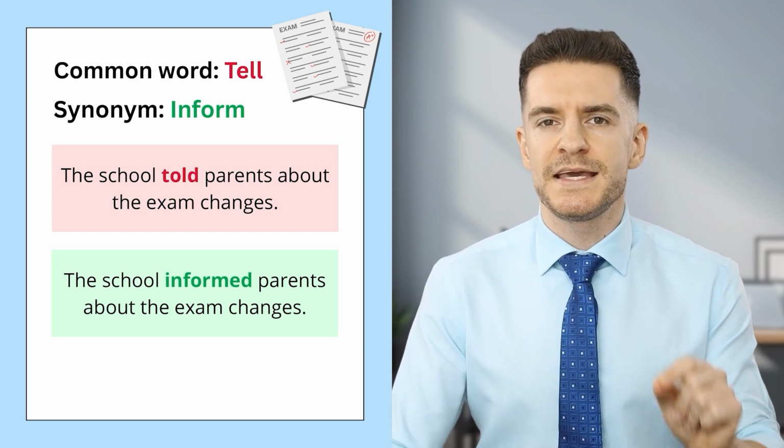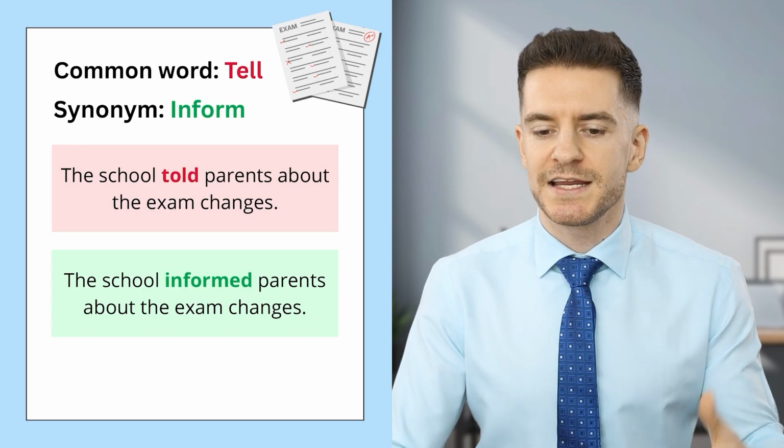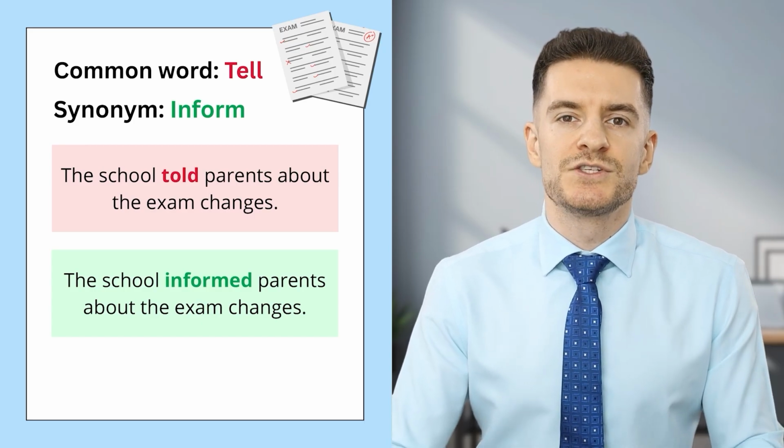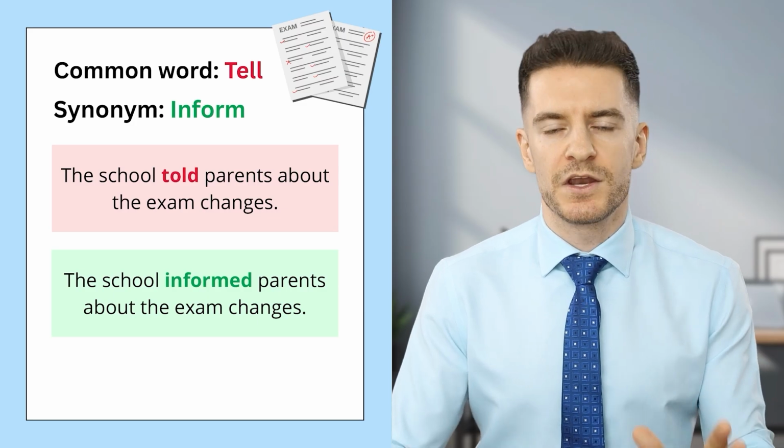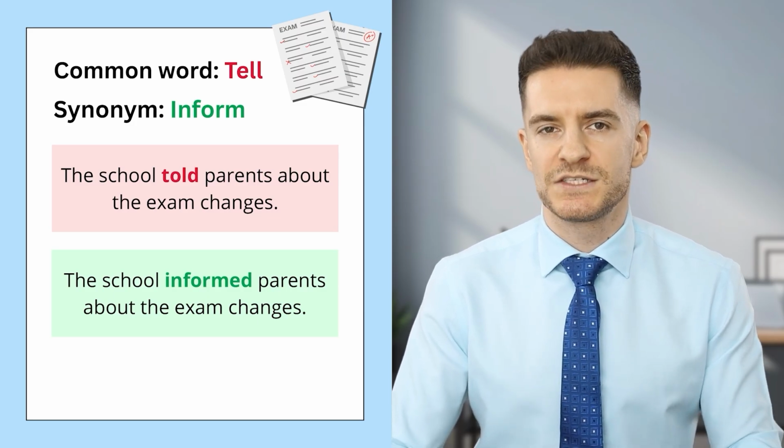Now for this one, please note that we don't use it in casual expressions. So for example, we wouldn't say something like inform a story. No, we would have to say tell a story. Let's move on to the next one, which is word number 6.